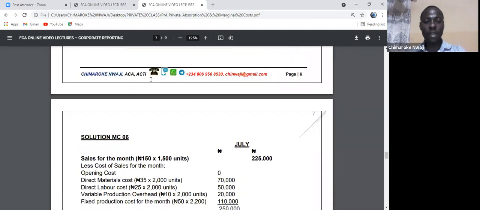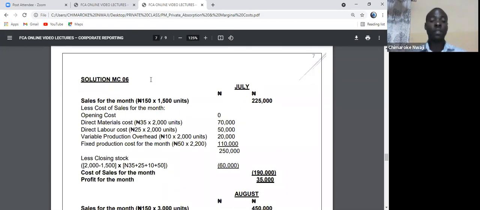All right, now let's look at the solution. Just like before, your selling price is still 225, nothing changes. Opening stock is still 0, nothing changes. Direct material, same as we did before. Direct labor, production overhead, same as we did before.